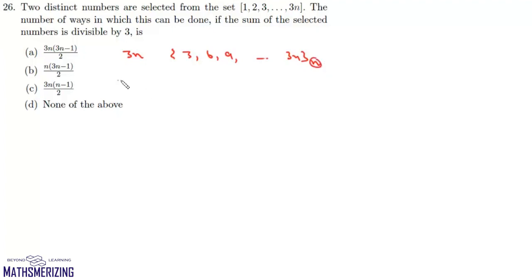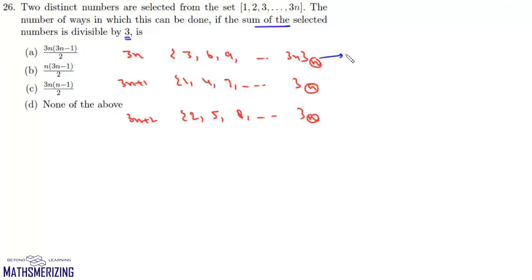Then we'll have all the numbers which leave the remainder 1 when divided by 3, which will be 1, 4, 7. Again, it'll have n numbers. Then finally, all the numbers that leave the remainder 2 when divided by 3 will be 2, 5, 8, and again it'll have n such numbers. Now we have to select two numbers in such a way that the sum of the selected numbers is divisible by 3. Now there are two possibilities.